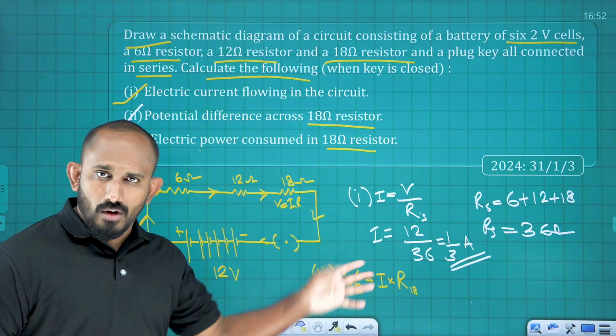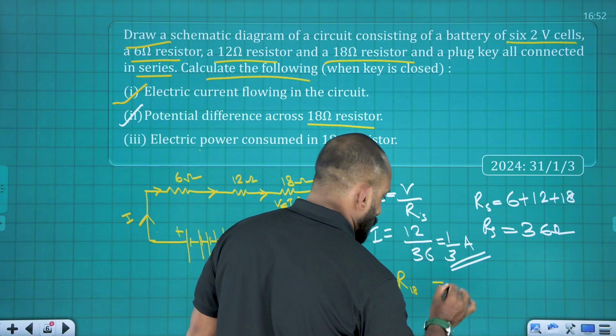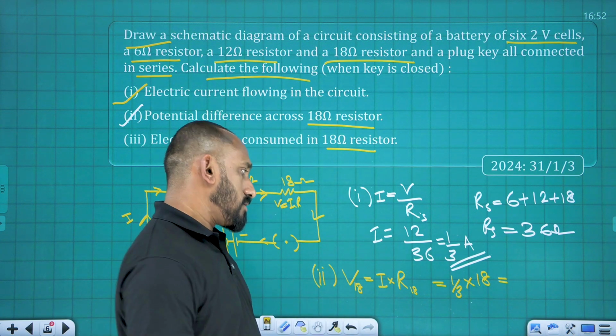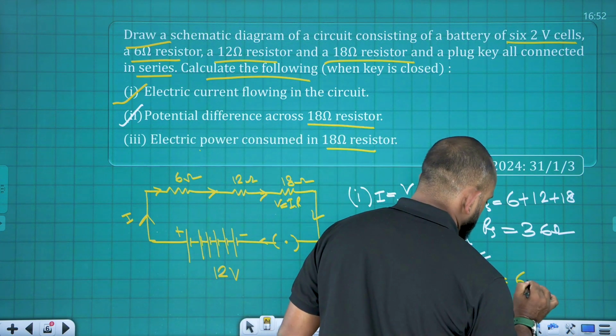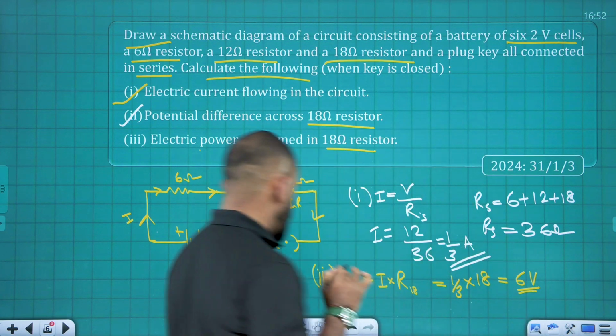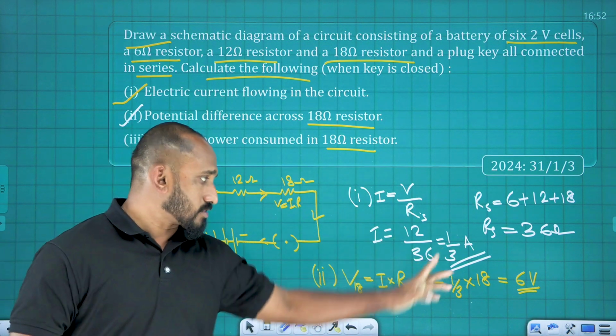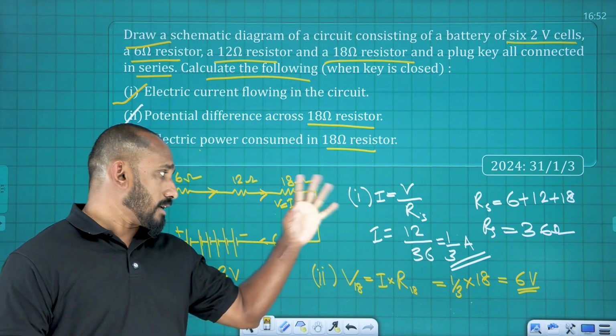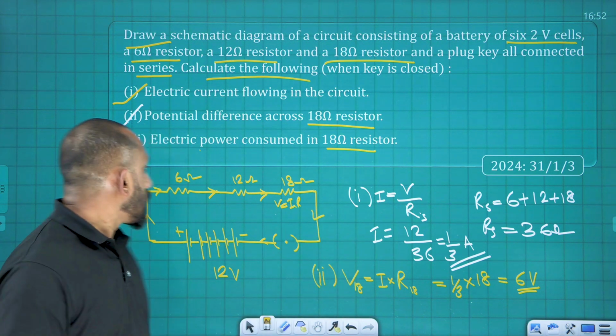Same current passes through all of them. So I is 1 divided by 3, into 18. 18 by 3, that is 6 volt. So across 18 ohm, there is 6 volt of potential difference. You got the potential difference, the current also you got. Now, the third part.